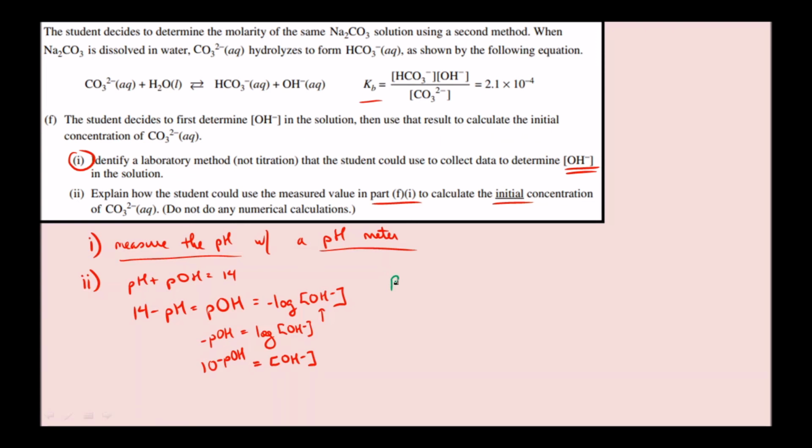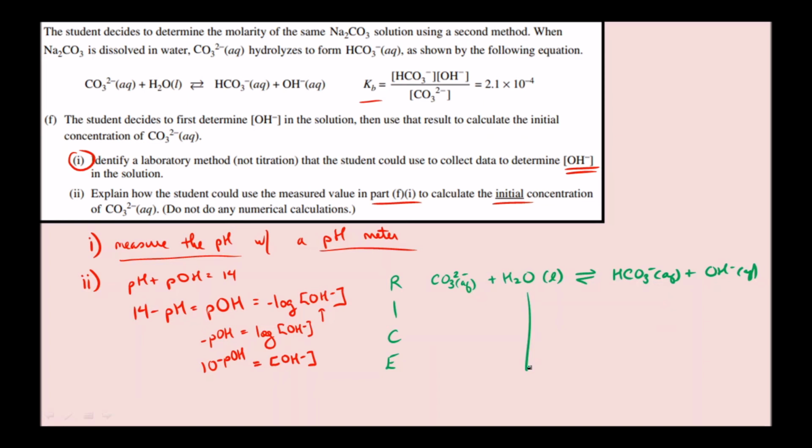So let's write up a RICE table to organize all our values. So the reaction is given above, so CO3 2- plus H2O liquid is in equilibrium with bicarbonate and hydroxide. Liquid water we will ignore.